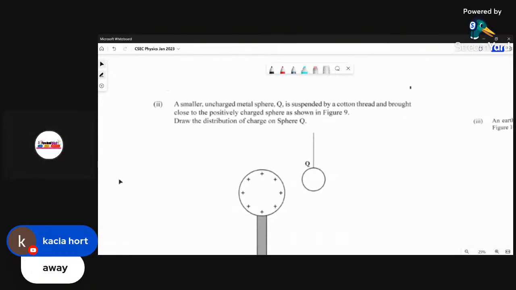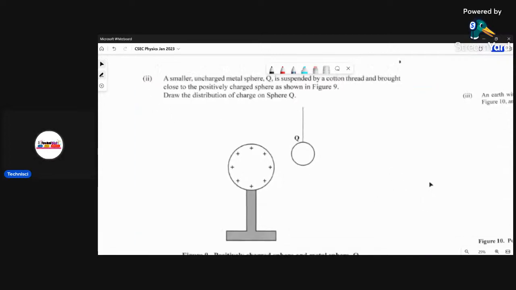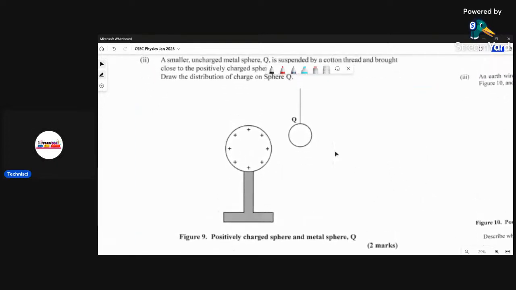So this one says, a smaller uncharged metal sphere Q. Here's Q. Q now is suspended first by a cotton thread and brought close to the positively charged sphere as shown in figure 9. Draw the distribution of charge on sphere Q. Now let me ask you, what is going to happen inside Q when you bring it?